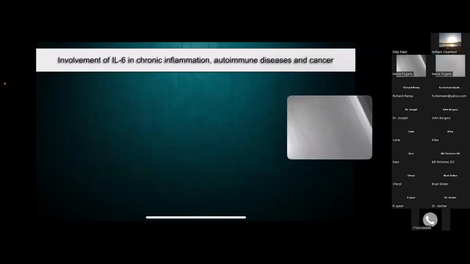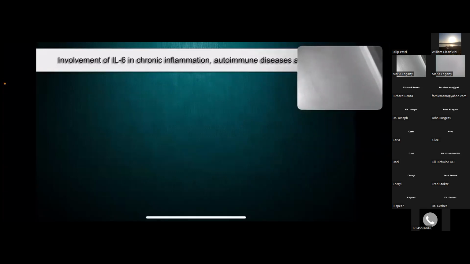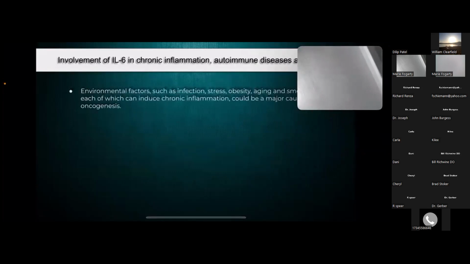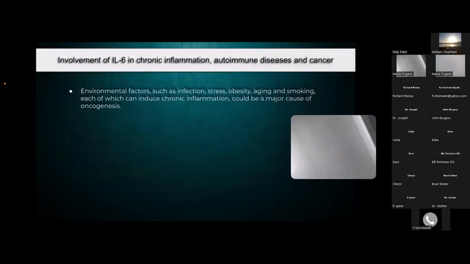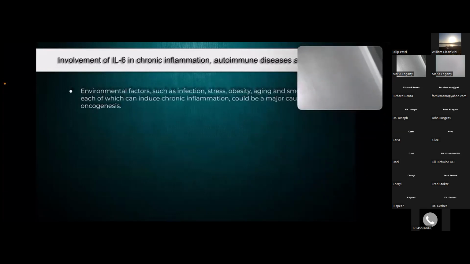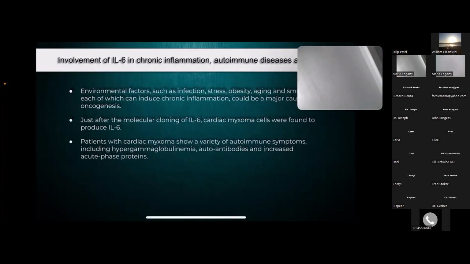Involvement of interleukin-6 in chronic inflammation, autoimmune diseases, and cancer. Environmental factors such as infection, stress, obesity, aging, smoking, each of which can induce chronic inflammation, could be a major cause of oncogenesis. Just after the molecular cloning of interleukin-6, cardiac myxoma cells were found to produce interleukin-6. Patients with cardiac myxoma had a variety of autoimmune disease symptoms, including hypergammaglobulinemia, autoantibodies, and increased acute phase proteins.